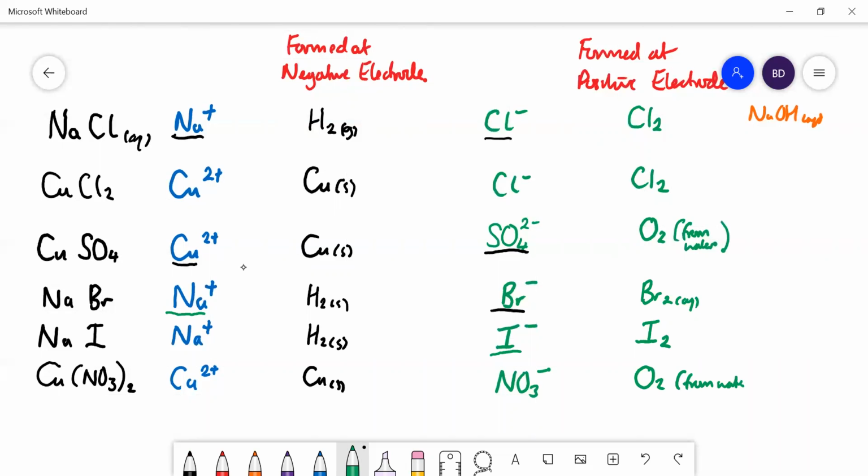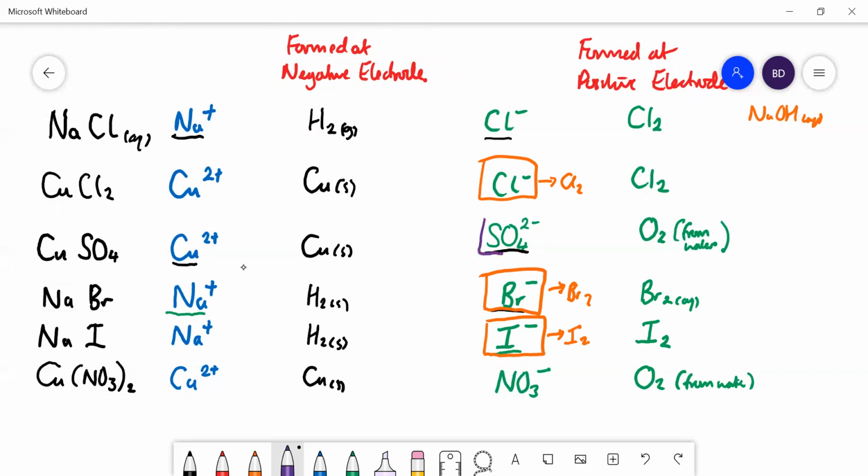So there's a little rule here. If you have a halide ion, so a halide is chloride, bromide, not fluoride actually because that's too reactive, or iodide, any of those, they will give you the halogen at the positive electrode. But if you have any other ion at all, so we've got the sulfate ion there, the nitrate ion, the fluoride ion would also do the same thing, F-, and say carbonate ion, that would also do the same thing.